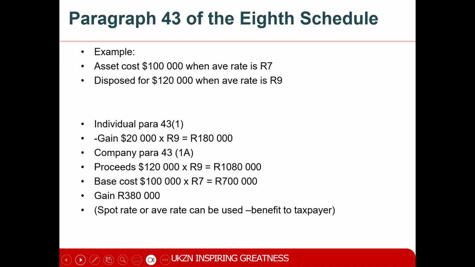For a company, we'll have the gain of 120. We'll have, say, 120 multiplied by 9 rand. We've got 1,008,000. Then we've got the base cost, remember, which is 7 rand, which is the asset cost. We use also the rate there. Then we get capital gains at 380. Spot rate or average rate can be used. It's a benefit to the taxpayer.